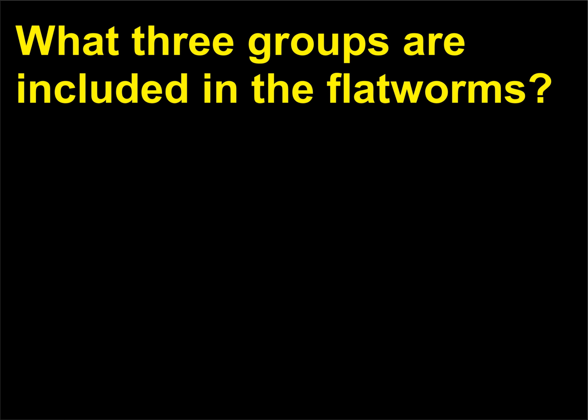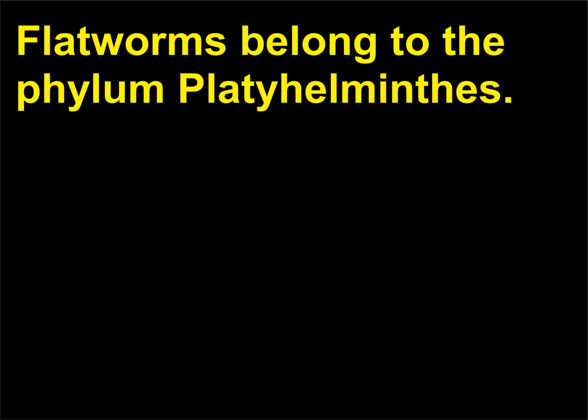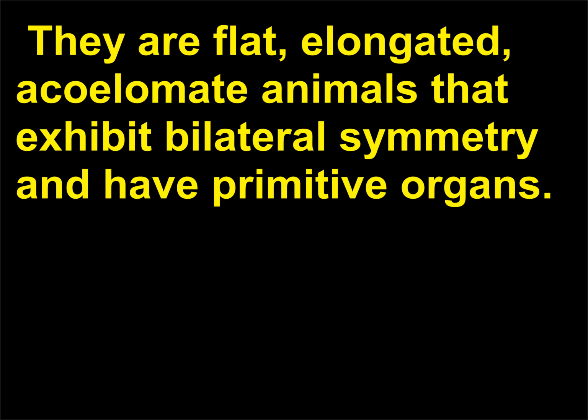What three groups are included in the flatworms? Flatworms belong to the phylum Platyhelminthes. They are flat, elongated, acoelomate animals that exhibit bilateral symmetry and have primitive organs.